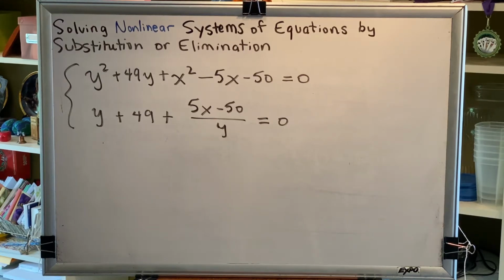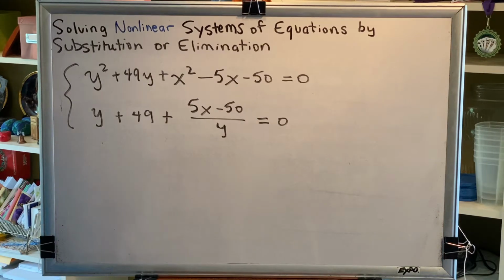The topic of this video is solving nonlinear systems of equations by substitution or elimination. Let's look at a problem. Our top equation is y squared plus 49y plus x squared minus 5x minus 50 equals 0. Our bottom equation is y squared plus 49 plus a fraction whose numerator is 5x minus 50 and whose denominator is y equals 0. Okay, great.